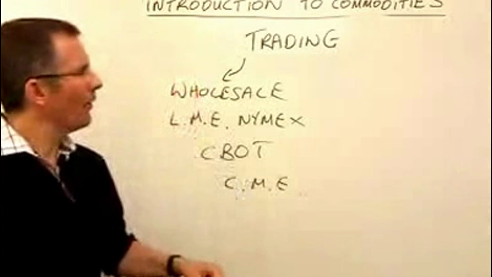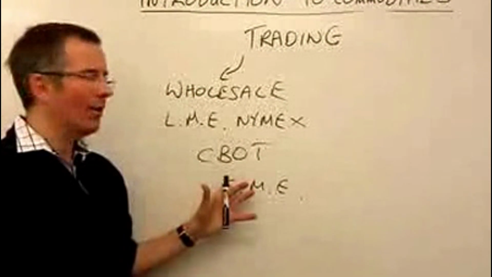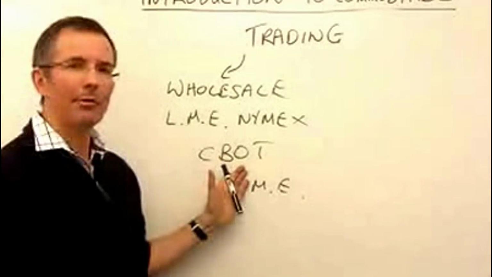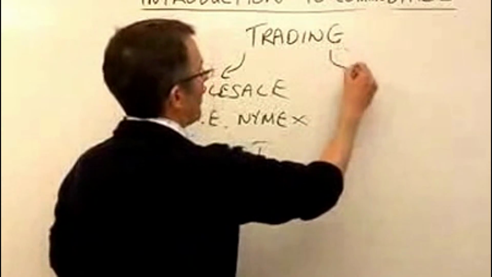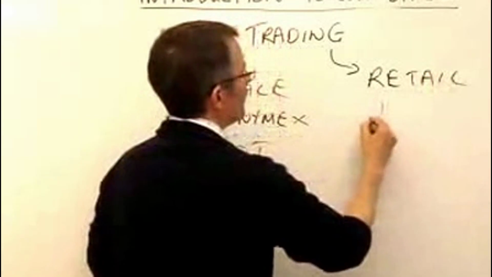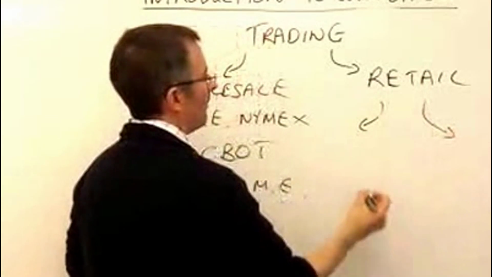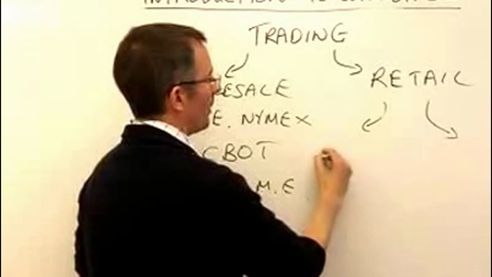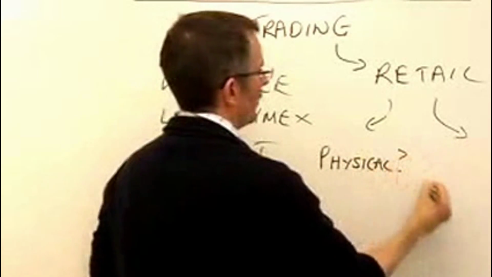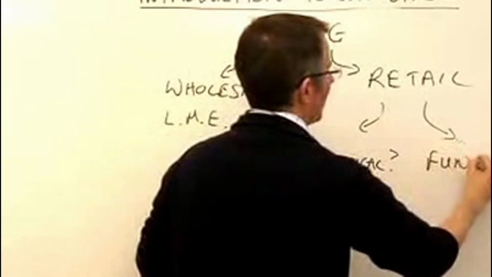How does that help you, though? As a retail investor, you're not about to go and become a member of the London Metals Exchange or join CBOT. That all sounds a bit inappropriate. So, for the retail market, there are two basic choices. You could go for the commodity itself. You could do physical trades. Or more likely, you're going to buy some sort of fund.